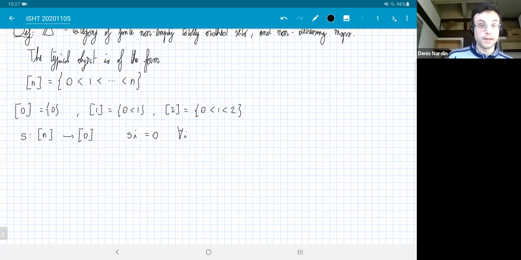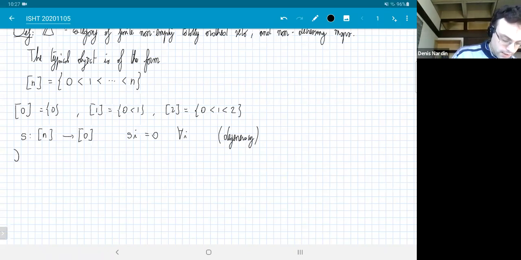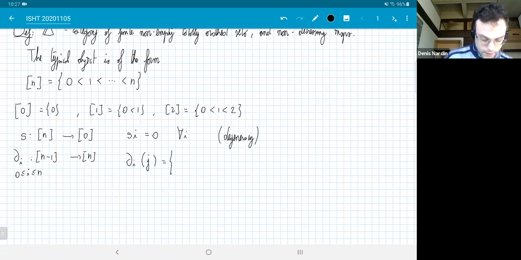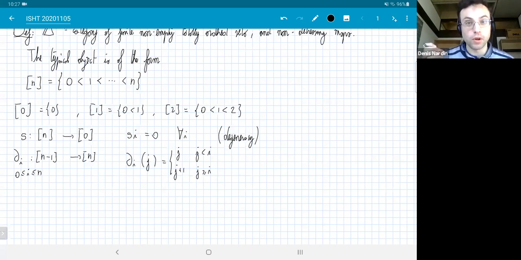Okay, so we have this map. The constant map I'm going to call a degeneracy. And then there are maps that I'm going to call d_i from n minus 1 to n, for 0 less or equal than i less or equal than n. That's basically sending j to j for j less than i, and j plus 1 for j greater or equal than i. So it's identifying brackets n minus one with a subset obtained by removing the ith point.